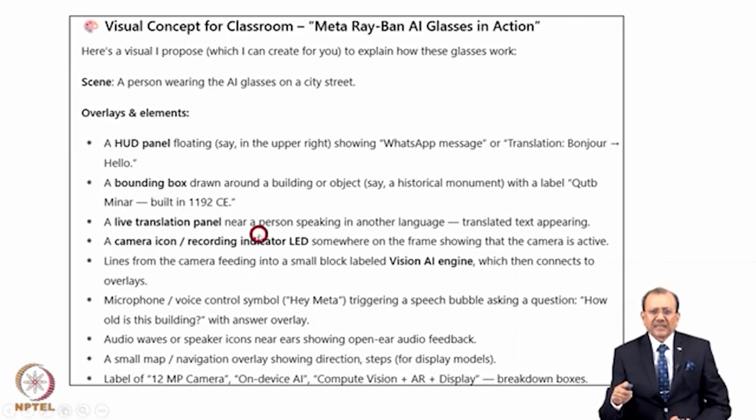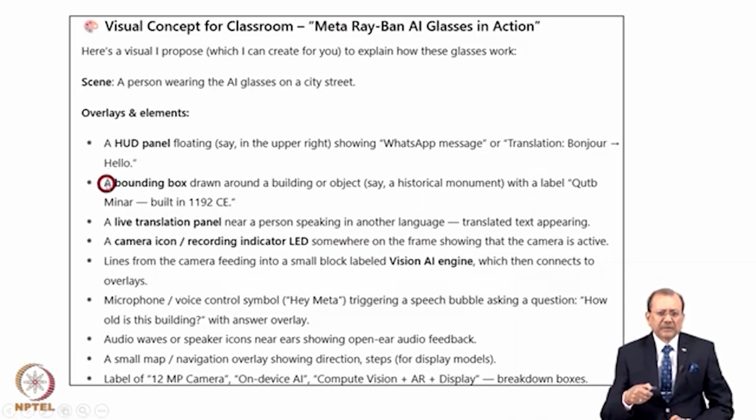This is being called Meta Ray-Ban AI glasses, and it has overlay elements, HUD panels, and a boundary box around the building or objects, which gives that information to the ear of the person. A live translation panel is also very important to understand. Even if you are speaking some other language, it will translate that. The computer understands the language.